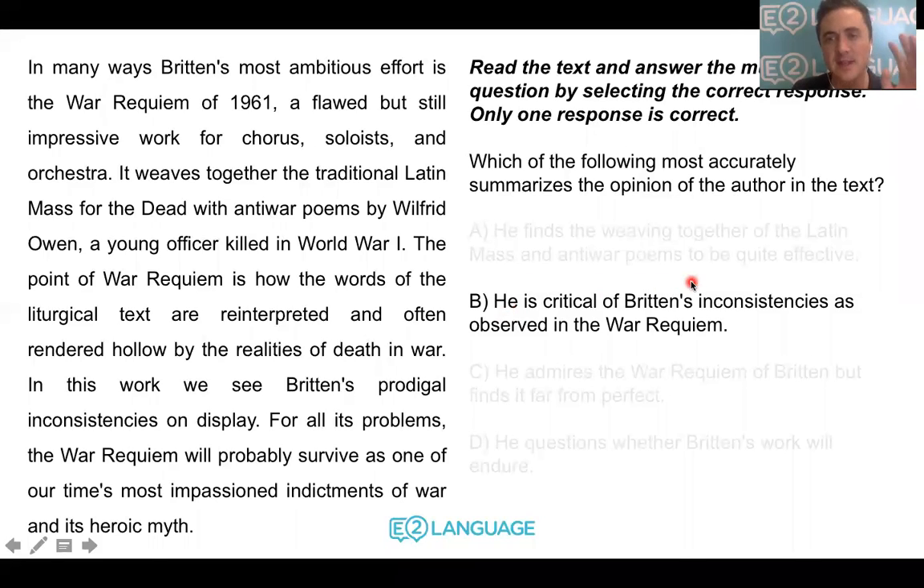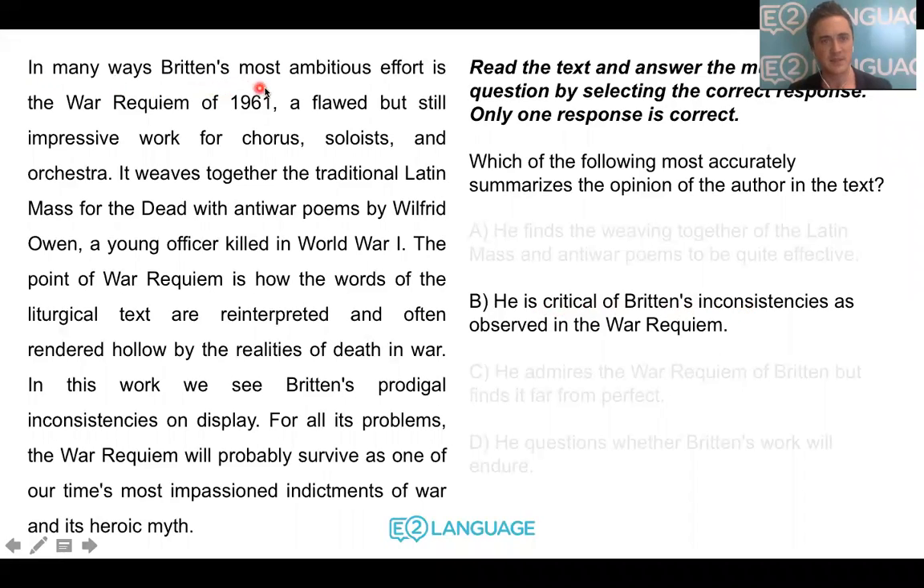In the second answer option, it says he is critical of Britain's inconsistencies as observed in the War Requiem. Okay, so let's see what this means. He is critical of Britain's inconsistencies as observed in the War Requiem. So here we can see the keywords War Requiem. We know where to read. And here it says he is critical of inconsistencies.